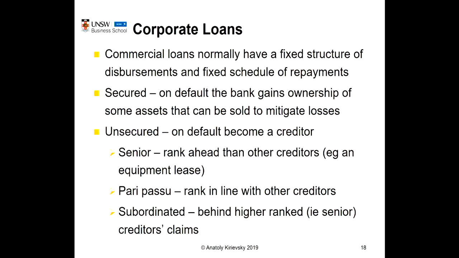Corporate loans. For corporate loans, they usually have a fixed structure and fixed disbursements, so when the loan gets drawn down and when they get repaid. The difference is you've got secured and you've got unsecured. Secured, if there's a default, you get access to a particular asset. If it's unsecured, then you just become a creditor. You can have a senior facility, in which case you outrank other general creditors. Pari passu is a term that means in line with others, so on equal ground, or you can have subordinated. Subordinated is below others.